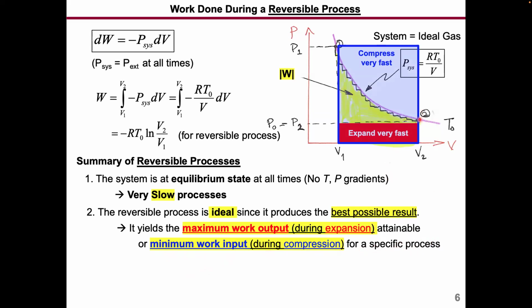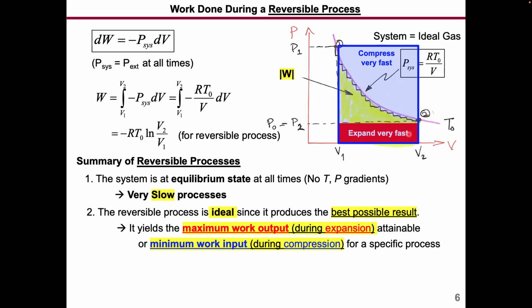So when we are talking about going back from 2 to 1, you can do the same thing. You can slowly increase the external pressure, right? In a reversible process, you can follow this way. And then basically this is the work that the system needs to go back from state 2 to state 1.